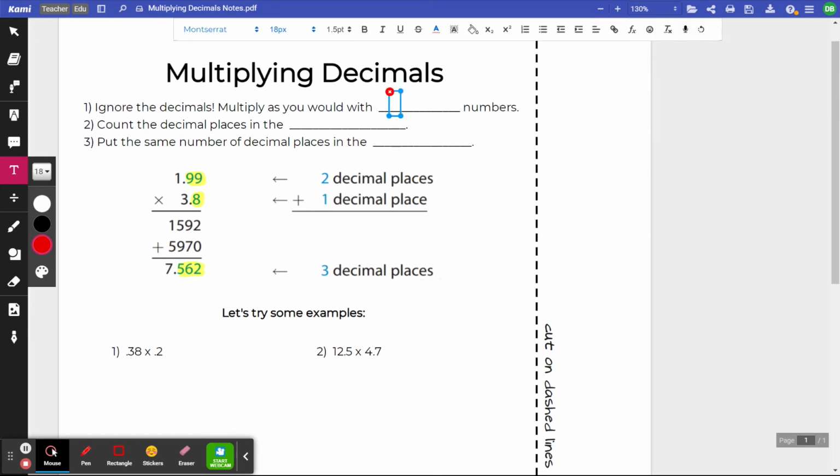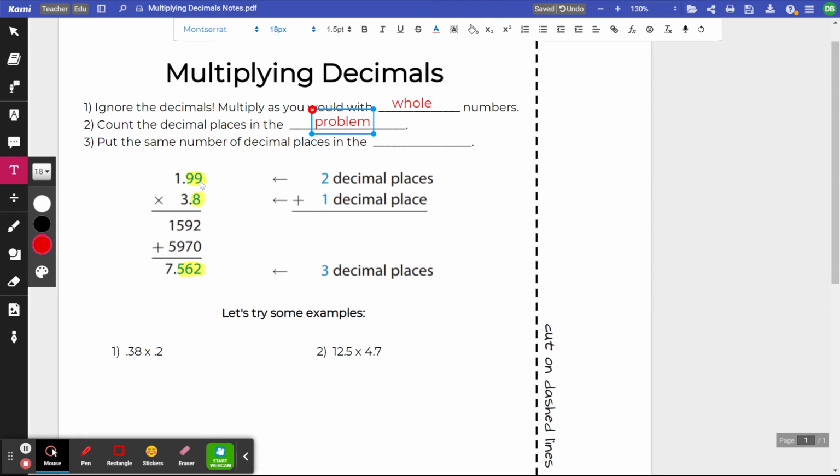So first thing, whenever you're multiplying decimals, just ignore the decimal points. All you have to do is multiply like you would with whole numbers. And then after you multiply, that's when you need to figure out where the decimal goes. So you need to count the decimal places in the problem. So look at the two numbers that you're multiplying and count how many numbers are behind the decimal points.